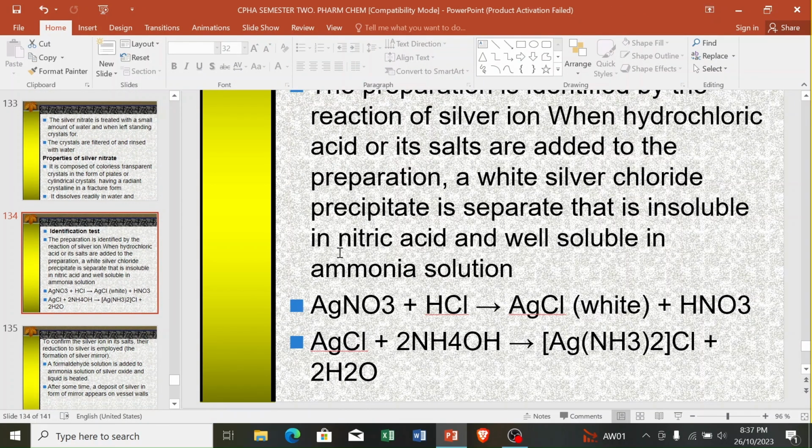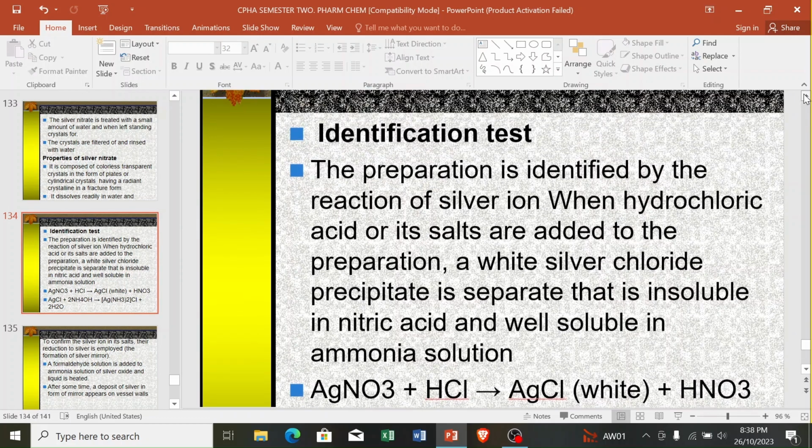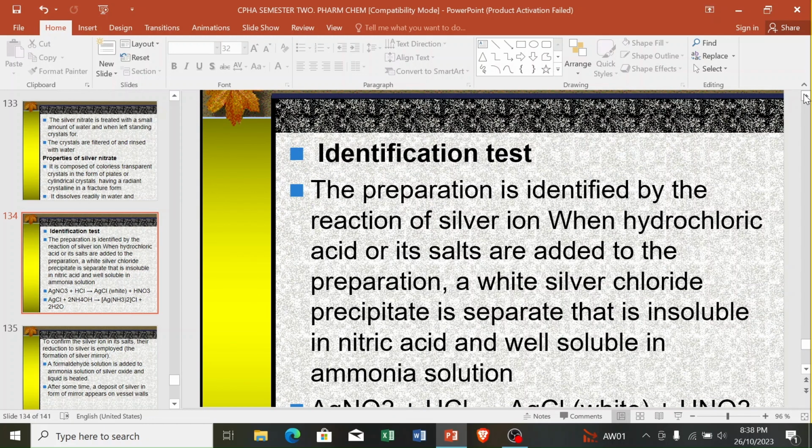So after knowing the properties, dissolving in water, sparingly soluble in alcohol, the color of the compound, and its sensitivity to light, there is need for us to know how we can identify the ions that we have in this compound. When we look at this compound, we have two ions, by the way. We have the silver ions, and then we have the nitrate ions.